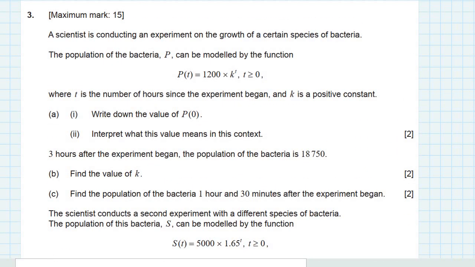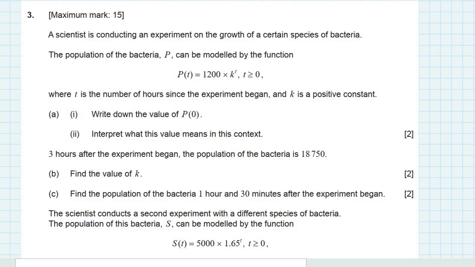Okay, this question, we have an experiment with the bacteria. The population of the bacteria can be modeled by the function P of t is equal to 1200 times k to the power of t, where t is more than 0. t is the number of hours and k is positive. Write down the value of P0.